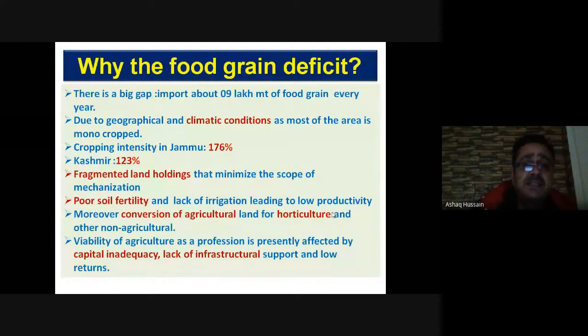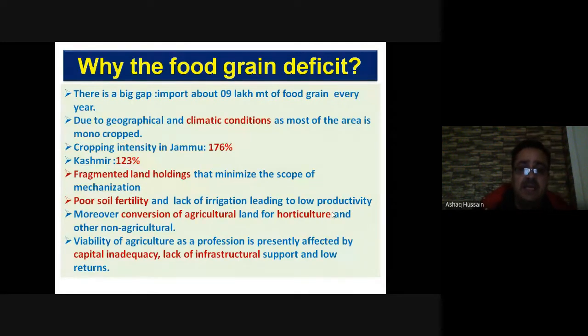Then cropping intensity in the Jammu region is almost fair. It is 176%, but in Kashmir it is only 123%. That means only on a very small area do we grow a second crop, that is, double cropping. Otherwise, we have only a single crop grown during the Kharif season. Then we have small and fragmented land holdings, and in hilly regions the terrain is very difficult and mechanization is also very difficult.